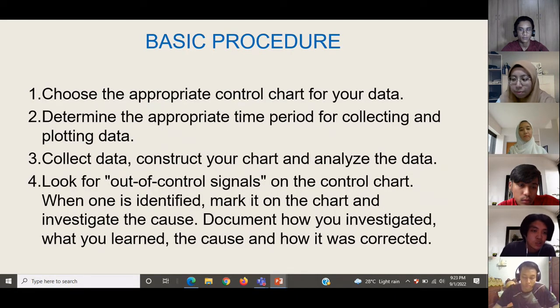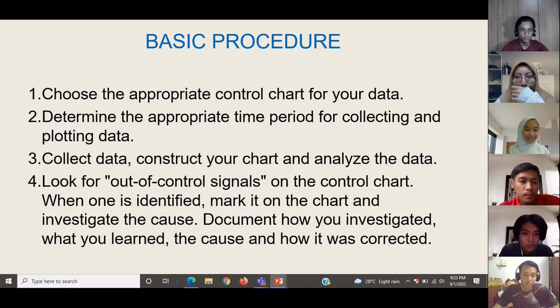Basic procedure. Choose the appropriate control chart for your data. Determine the appropriate time period for collecting and plotting data. Collect data. Construct your chart and analyze the data. Look for out of control signals on the control chart. When one is identified, mark it on the chart and investigate the cause. Document how you investigated, what you learned, the cause, and how it was corrected.